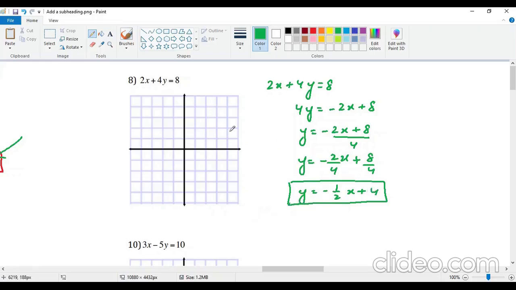Now this plus 4 is telling you that you should start your line from 1, 2, 3, and 4. This is the point you should start. From here, negative 1 over 2. Negative means you should go down. That means 1 and 2 go here, and this is the point. You go 1 down and 2 across. This is how you can plot your line.